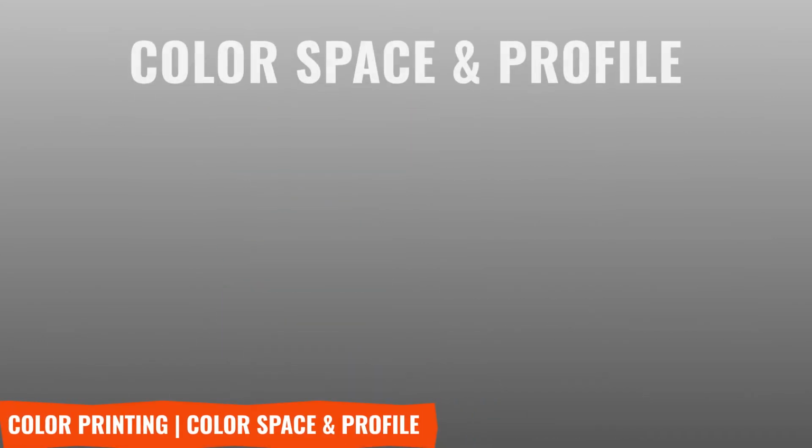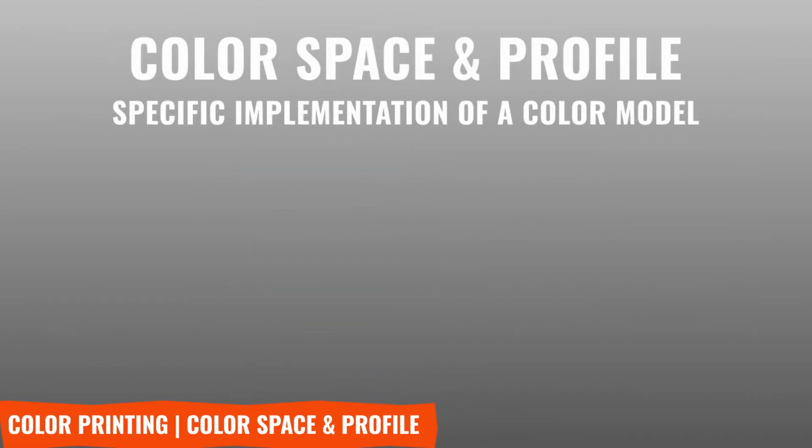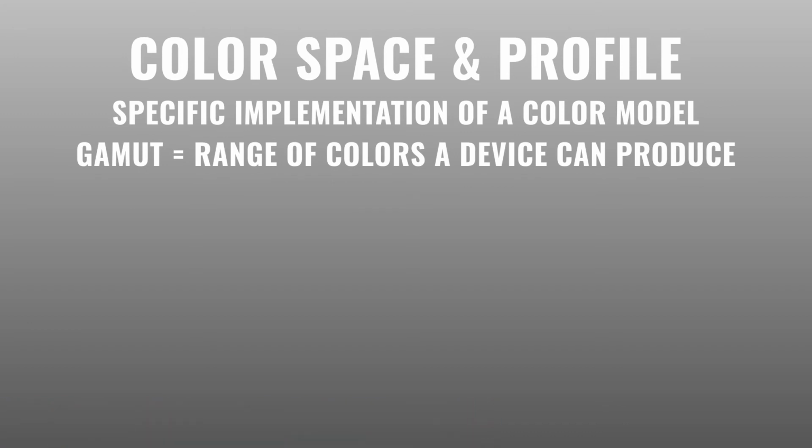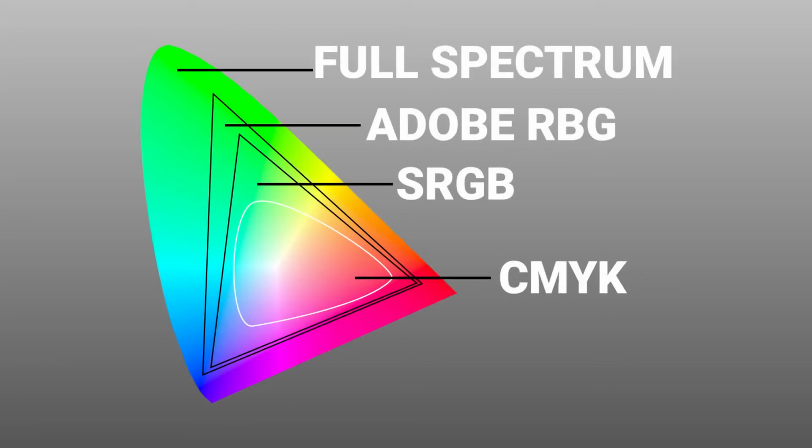A color space is a specific implementation of a color model. We also call it color profile. The color space defines the amount of colors that can be described. This is called the color range or gamut. For example, two typical color spaces for the RGB color model are sRGB and Adobe RGB. Although the two color spaces are in the RGB model, they have a different range of colors.